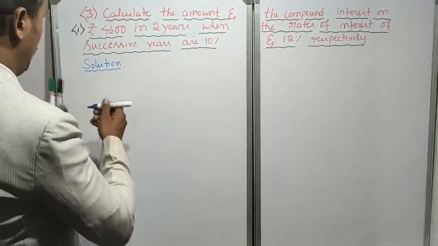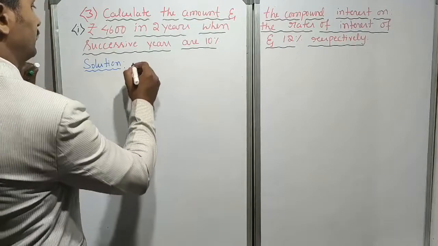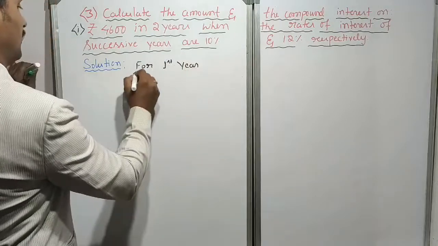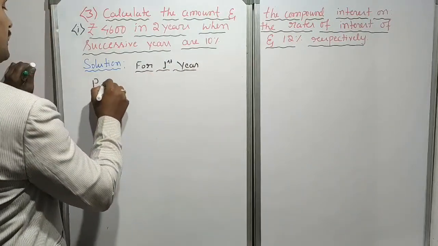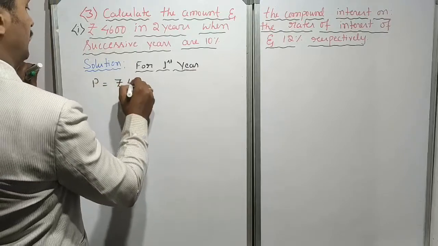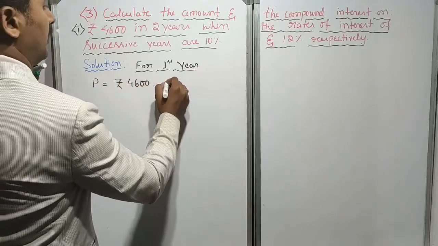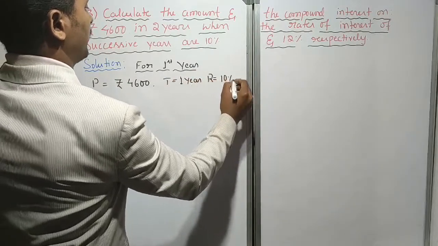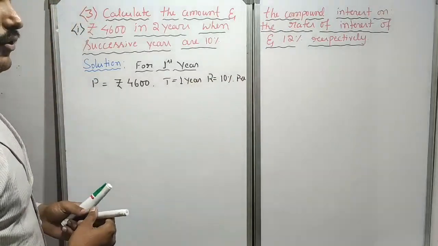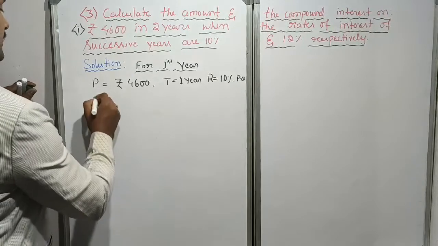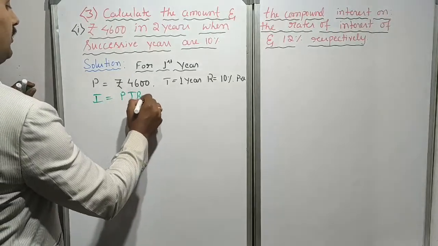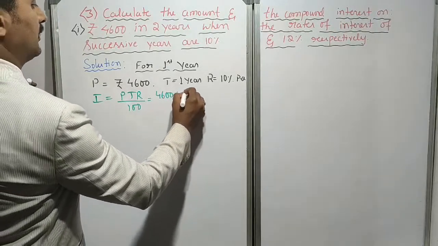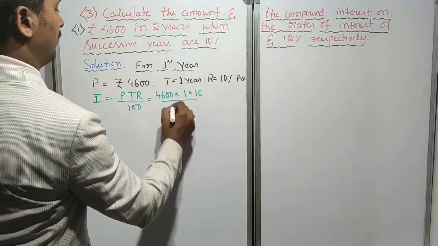For the first year, look at it, children. For the first year, principal amount is equal to rupees 4,600. Time is equal to 1 year. Rate of interest is equal to 10% per annum. Okay. What is the formula? You know that interest is equal to PTR divided by 100, equal to principal 4,600 into time 1 year into rate of interest 10% divided by 100.